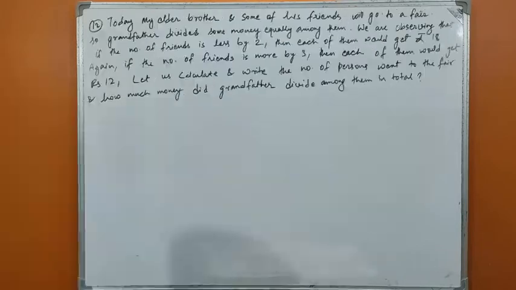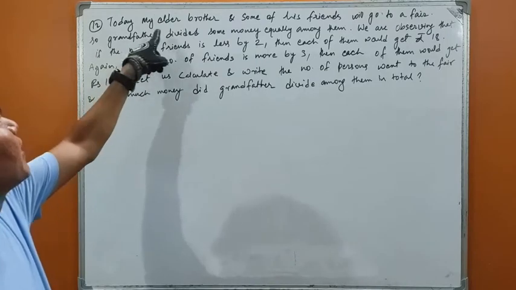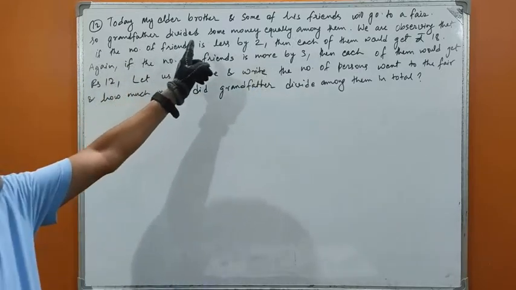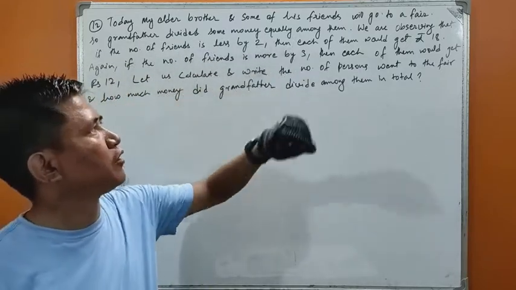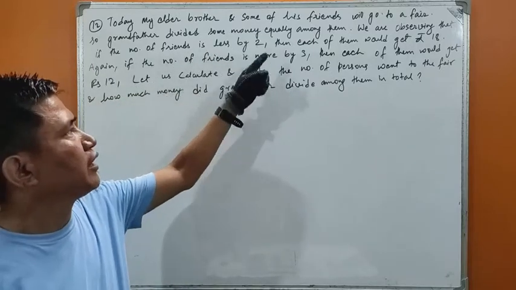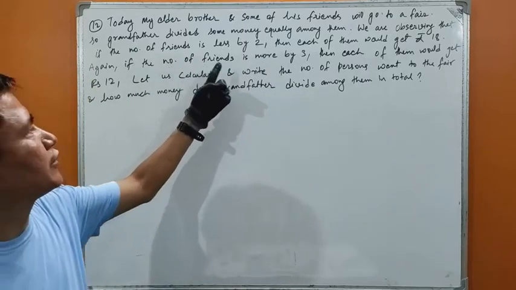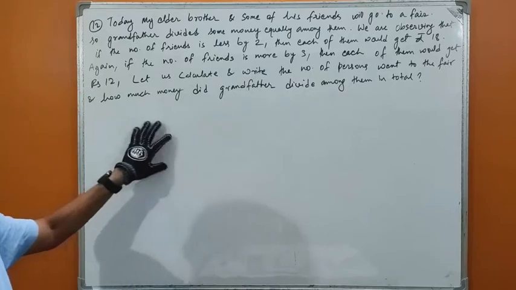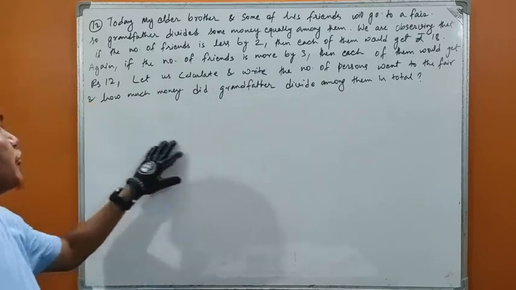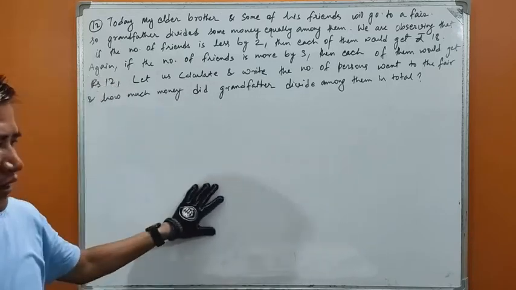Did you get me? Okay, now let us do question number 12. Today my elder brother and some of his friends will go to a fair, so grandfather divided some money equally among them. We are observing that if the number of friends is less by 2, then each of them would get rupees 18. Again, if the number of friends is more by 3, then each of them would get rupees 12. Let us calculate and write the number of persons went to the fair and how much money did grandfather divide among them.